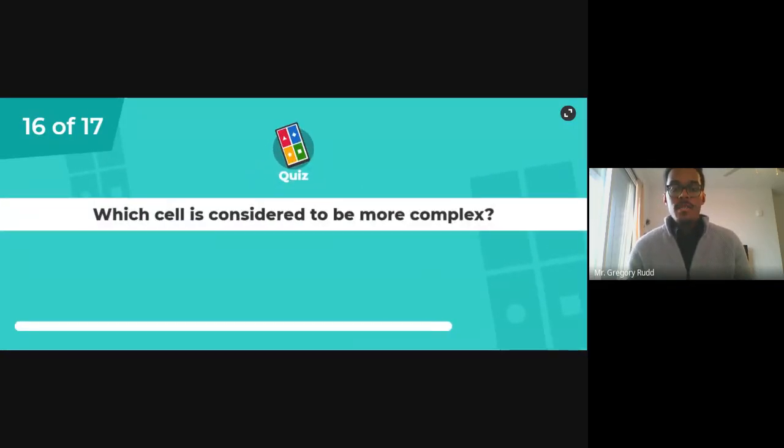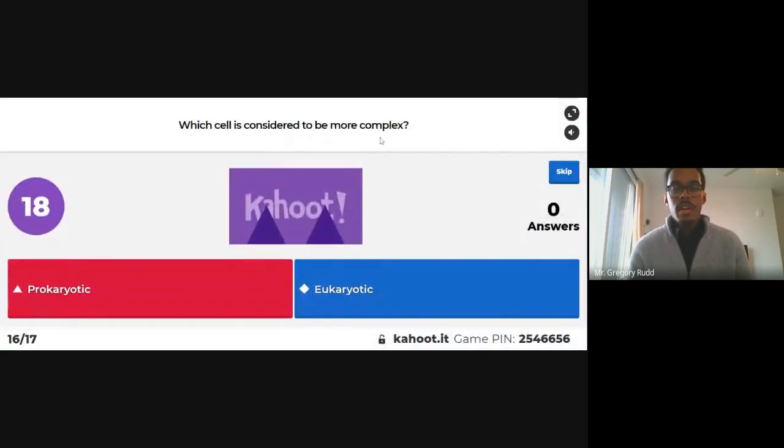Which cell is considered to be more complex? This should be a quick one. More complex.